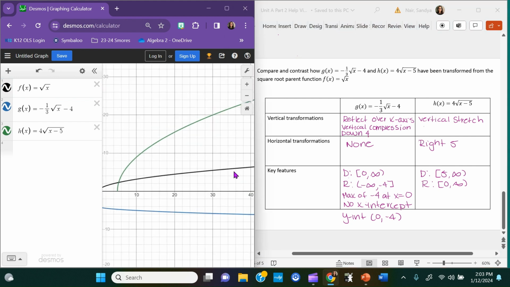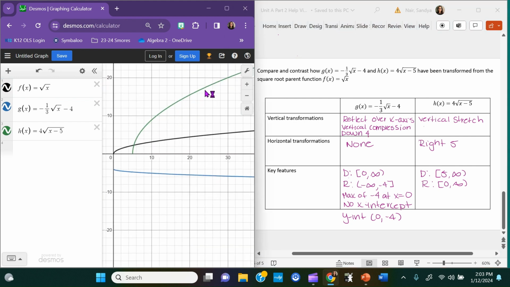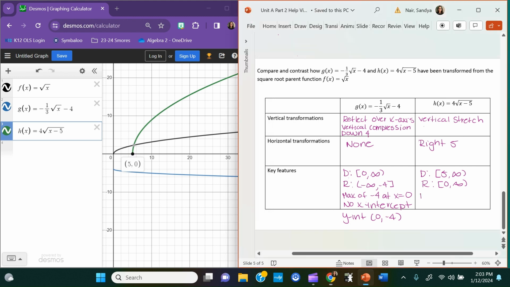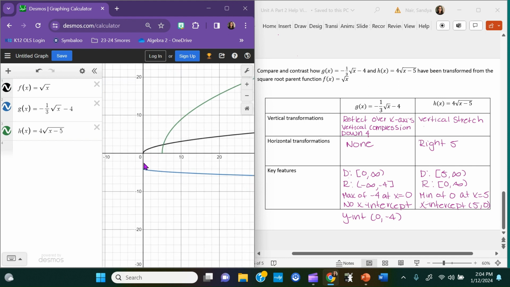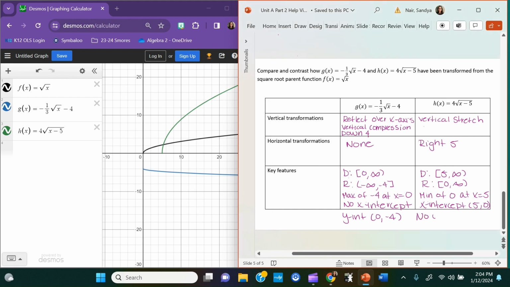Let's think about whether it has a maximum or minimum. Since this graph is headed up, it's going to have a minimum value. The lowest y value is at 0. So we would say it has a minimum of 0 at x equals 5. That's the lowest point. Now let's think about some intercepts. It does in fact have an x-intercept, so it's not like the other function. It has an x-intercept at (5, 0). And let's think about y. It's actually not going to cross y, because it starts off at x equals 5, so there's going to be no y-intercept.